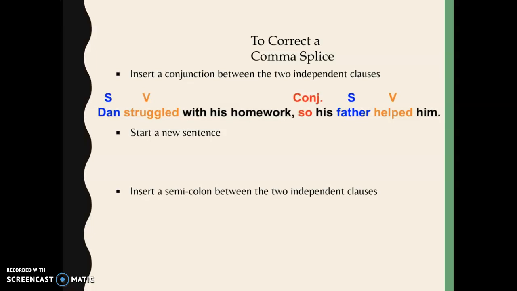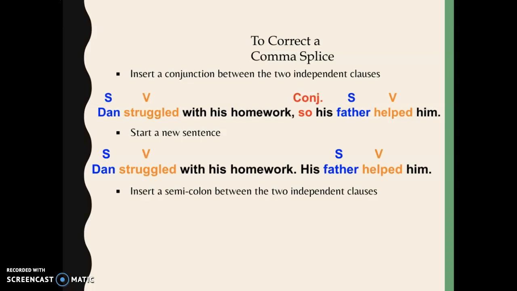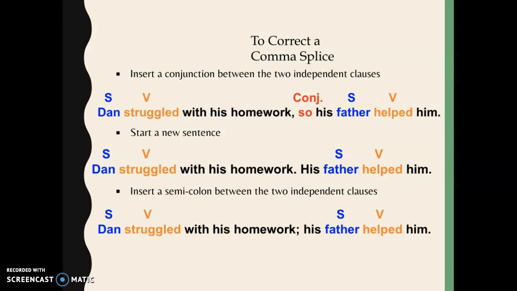The next one is you could simply create 2 sentences. Dan struggled with his homework, period. His father helped him, period. Your next option would be to insert a semicolon between the 2 independent clauses. Dan struggled with his homework. His father helped him, with a semicolon between the 2 sentences.